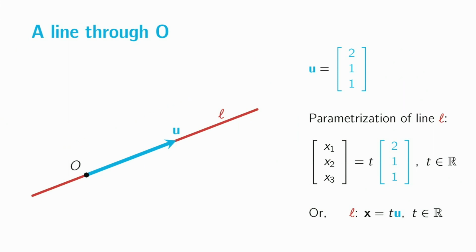The coordinates of vectors ending on line L can be described as t times (2, 1, 1), where parameter t may have any real value. If parameter t equals 1, you get vector u. If t equals a half, vector x becomes half of vector u. If t equals 0, you get the origin. If t may be any real number, the endpoints of this set of vectors x describe the whole line L.